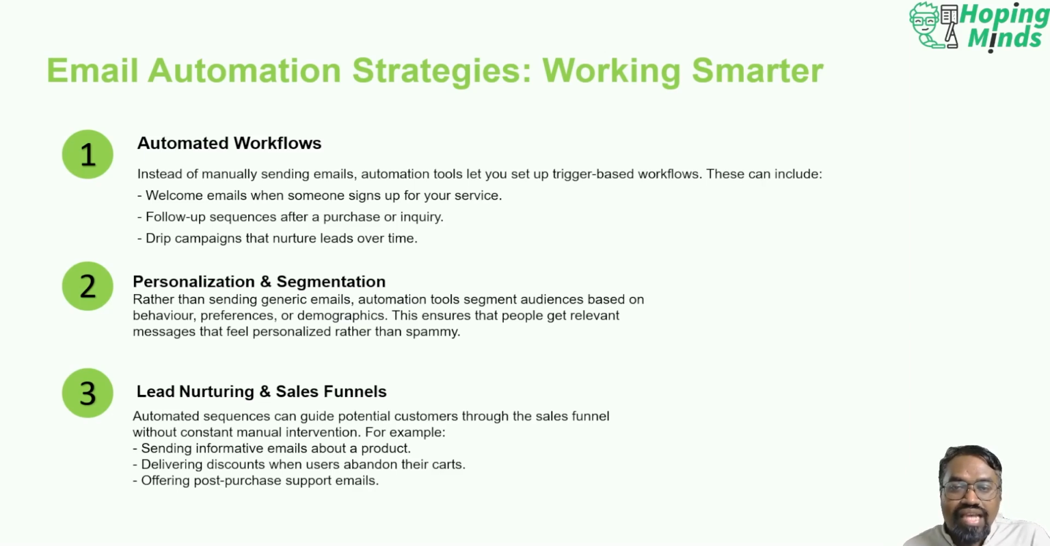Then comes the personalization and segmentation. As we discussed earlier, rather than sending generic emails, we need to make sure that we feed the automation tool segment-wise emails, right? Based on the behavior, the preferences or the demographics. This will ensure that people get relevant messages and feel personalized rather than receiving spammy emails, right? Sometimes our emails look like spam, so we need to make sure that we do not spam our users, right?